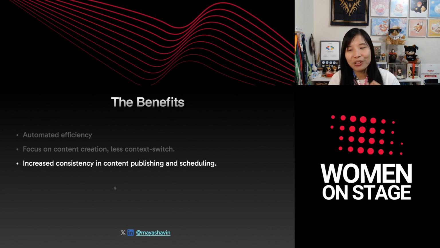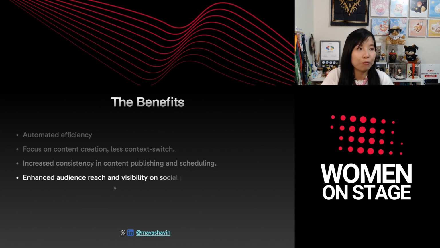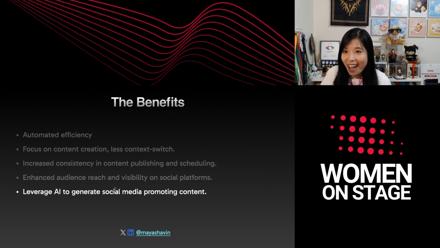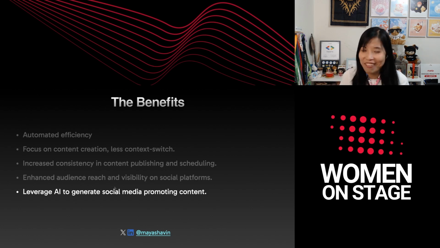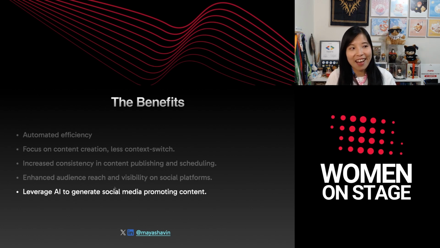And then I can focus on content creation because I just need to focus on writing, and then open my application for blog post management that I created, select the day, select the time, and go for it. If I'm doing it in the GitHub Actions, I even have less context switch because it can do it automatically for me. Enhance audience reach, like I said, and leverage AI. I got to learn about AI. Hey, that's great, right? And I leverage AI to generate social media promoting content for me.